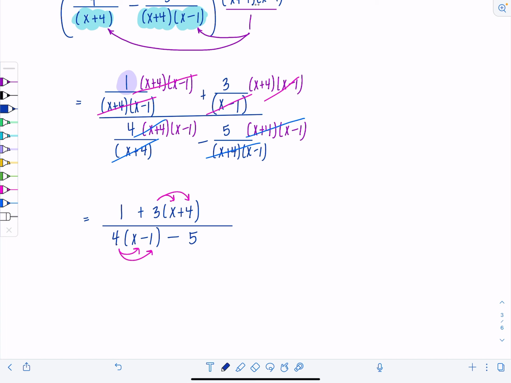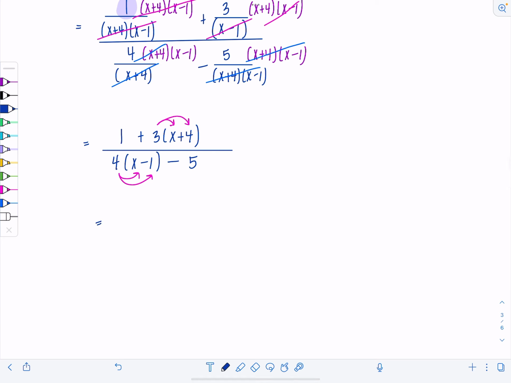So here we go. We've got 1 plus 3x plus 12 in the numerator over 4x minus 4 minus 5. So let's see, in the numerator, 1 plus 12, that's 13. So we have 3x plus 13. And then in the denominator, 4x minus 9. 3x plus 13, I can't factor that any further, no. 4x minus 9, I can't factor that any further.